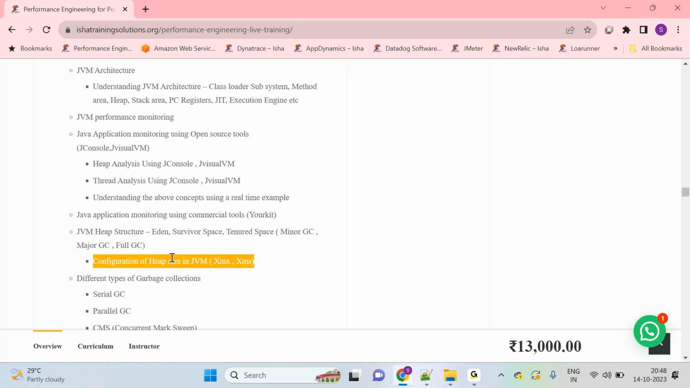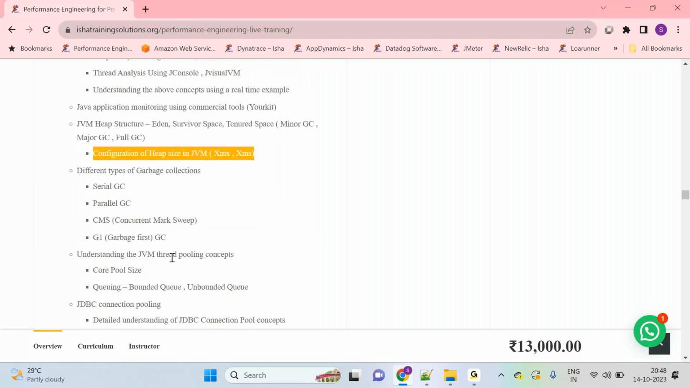And also this Eden survivor, all I'm saying, right? That's where we are going to discuss minor GC, major GC concepts and all. Once we say minor GC, major GC, there is another important concept called garbage collection types. There are four major types with respect to garbage collection: serial GC, parallel GC, concurrent mark and sweep, and G1 GC.